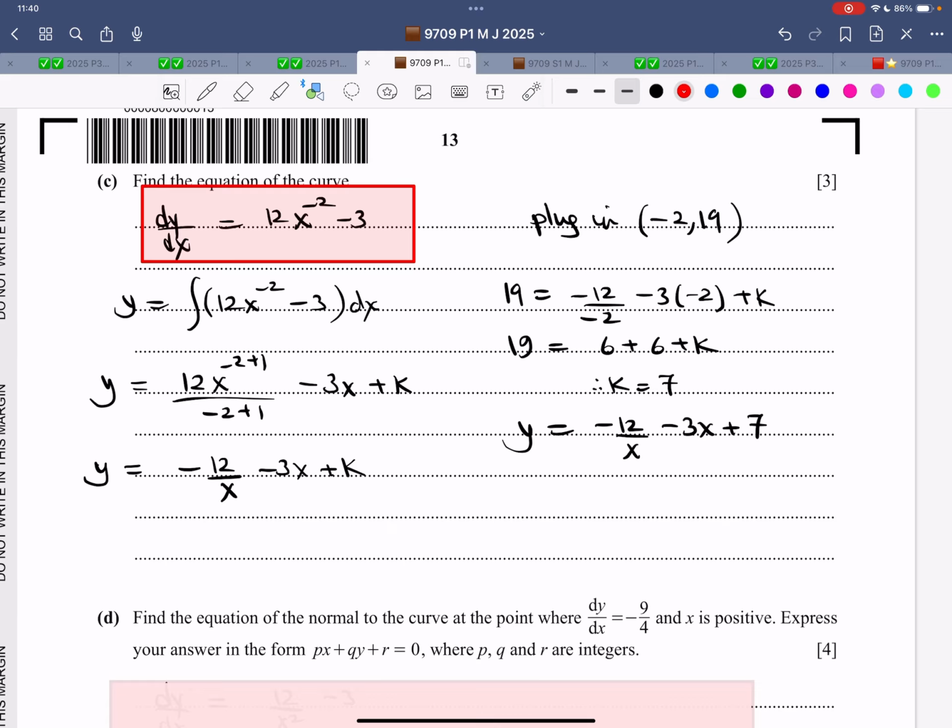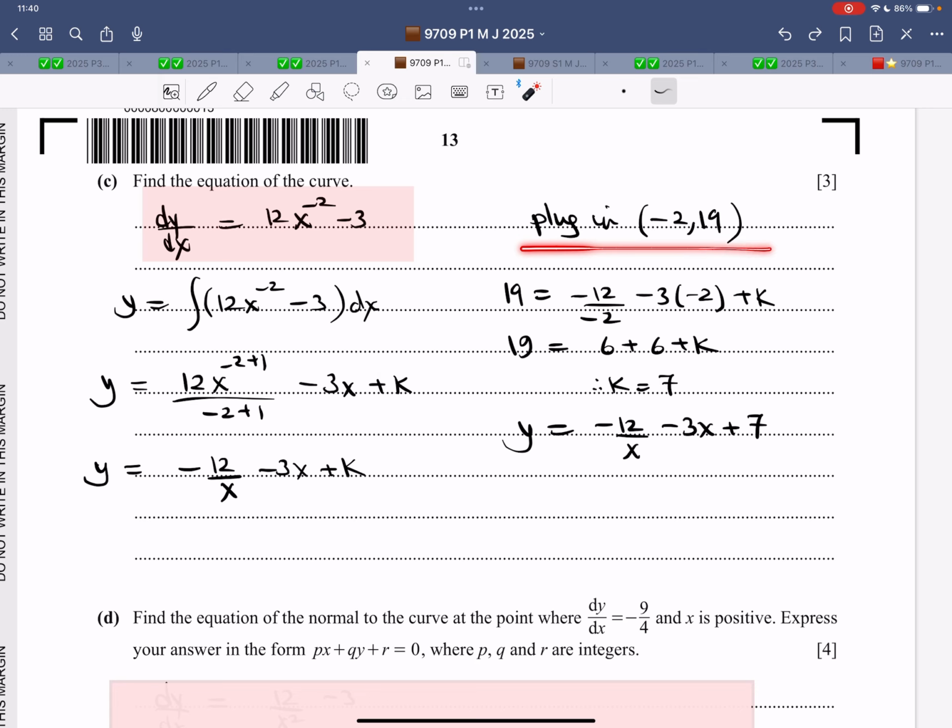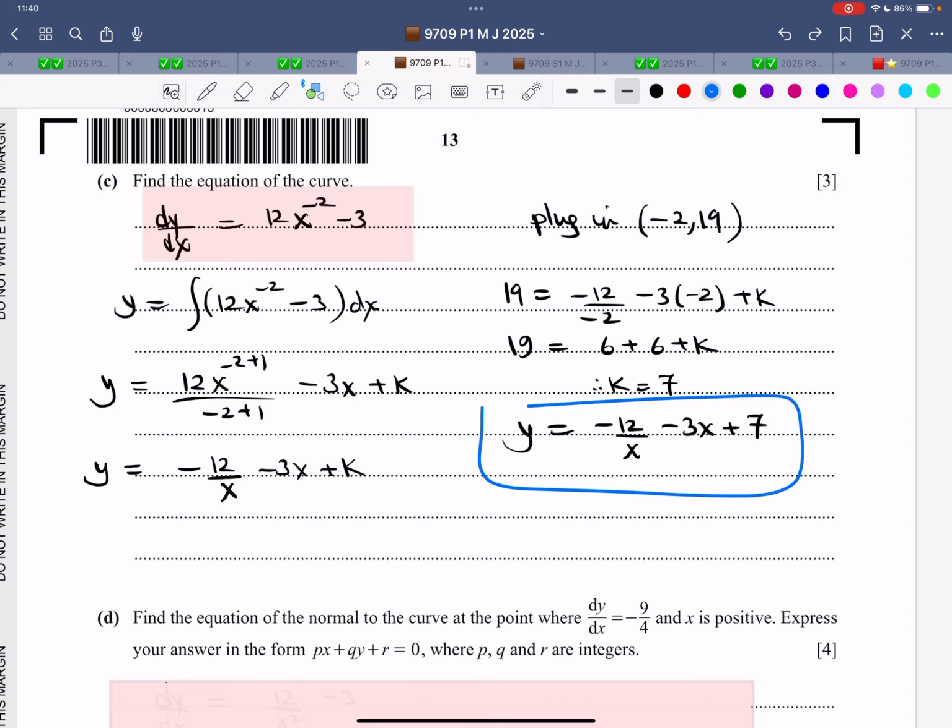Let me write it over here. And then we again integrate it. So now we integrate, we get another constant of integration, we simplify it, now plug in the coordinate, k comes out to be 7. So therefore the equation of the curve is this thing. That is how you get it.